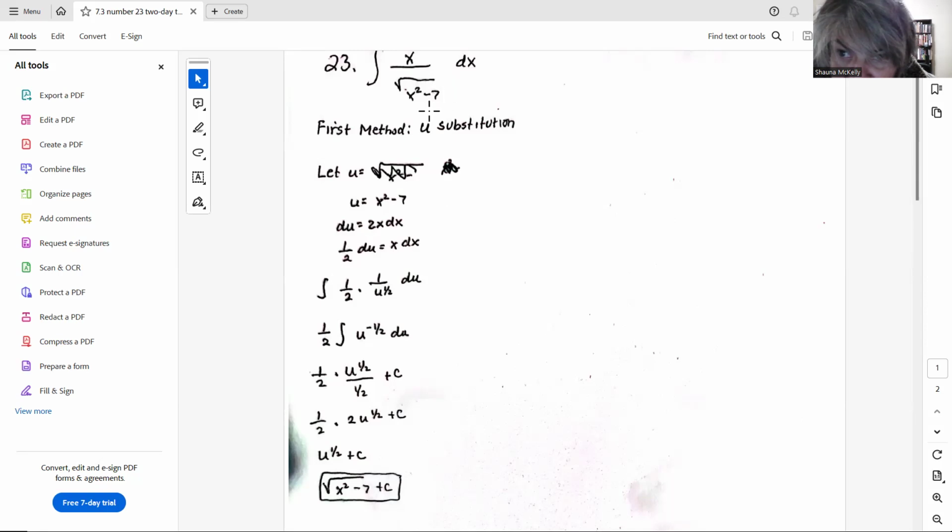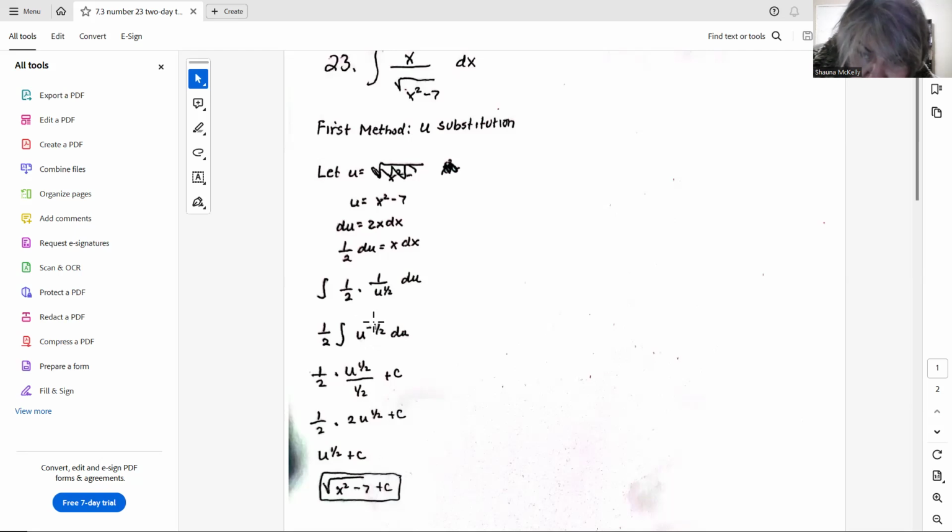And then I have the fraction underneath. So it's 1 over u to the 1/2 because I express this radical as the expression to the 1/2 power. I pull out the constants. 1 over u to the 1/2 becomes u to the negative 1/2 du. Notice I haven't evaluated the integral yet. I'm just rewriting it.